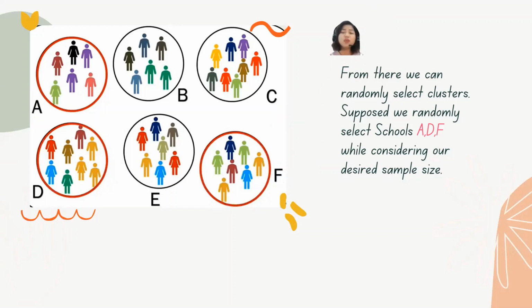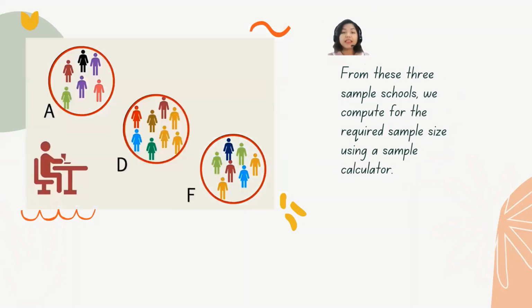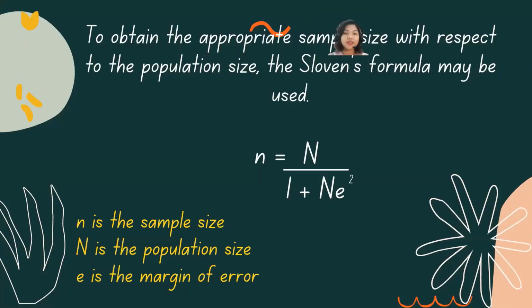Ma'am, paano po ni-randomly select? Okay. Paano ba? SRS. So, ilagay mo ang lahat ng pangalan ng schools in a hat, tapos bubunot ka. Or you could use random numbers. Okay. Then, from these 3 sample schools, ito yung si A, D, at saka si F, we compute for the required sample size using a sample calculator.